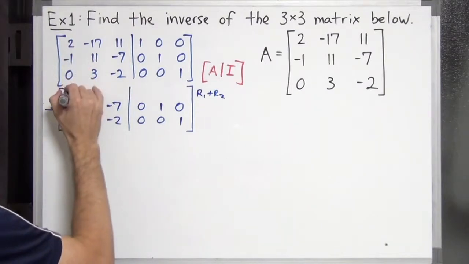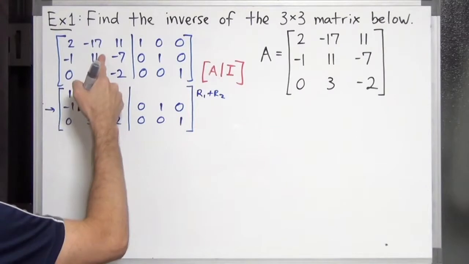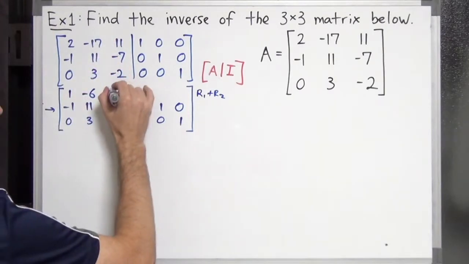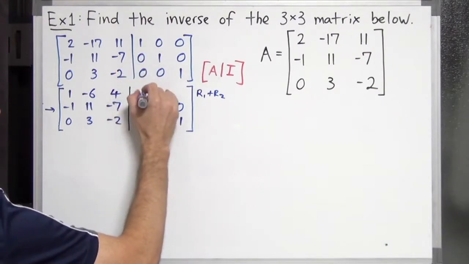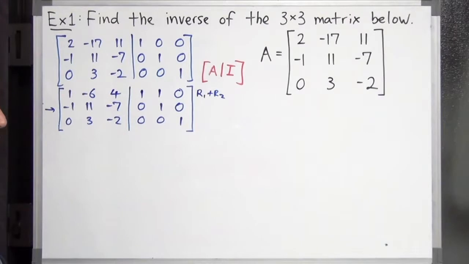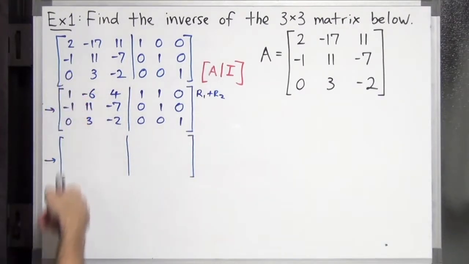2 plus -1 is 1. There's our leading one as we wanted. -17 plus 11 is -6. 11 plus -7 is 4. 1 plus 0, 0 plus 1, 0 plus 0. There we go. So now we have our leading one. We're going to use that one to turn everything below it into 0.